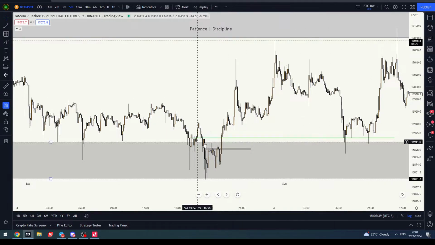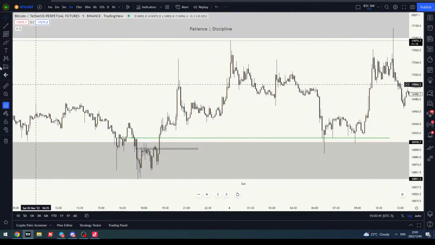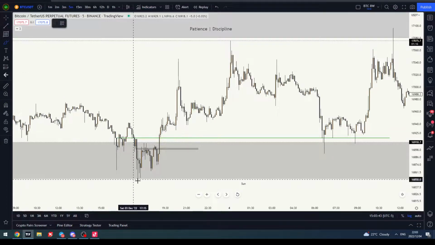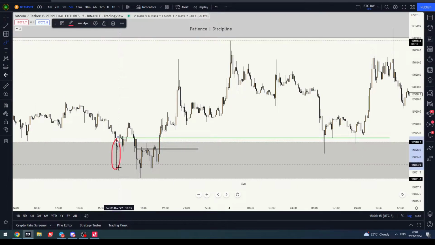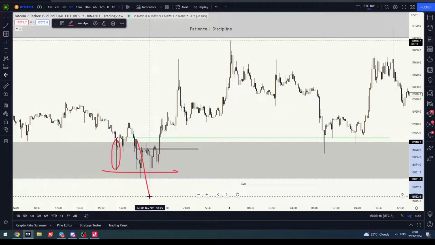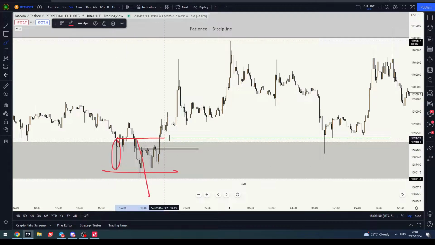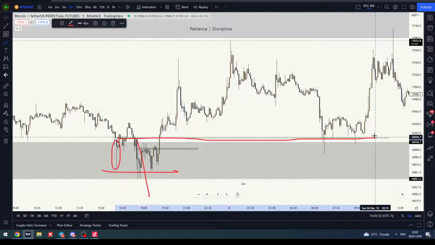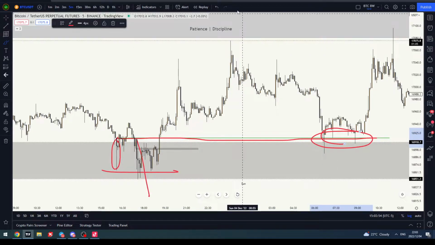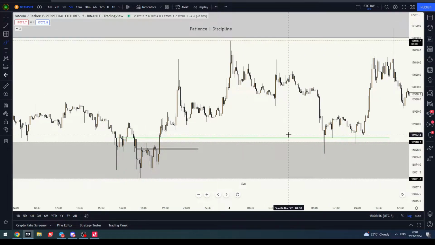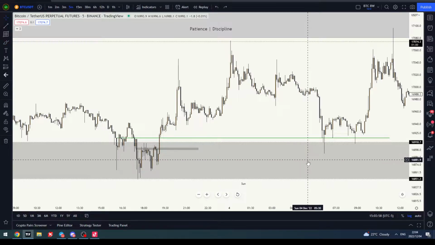Your entries form at the lowest closing down candle before the liquidity run. So if this was the lowest closing down candle and this was the liquidity run here, if you take the opening of your lowest closing down candle across in time, this is where your entries are going to form. So that's what happened there.